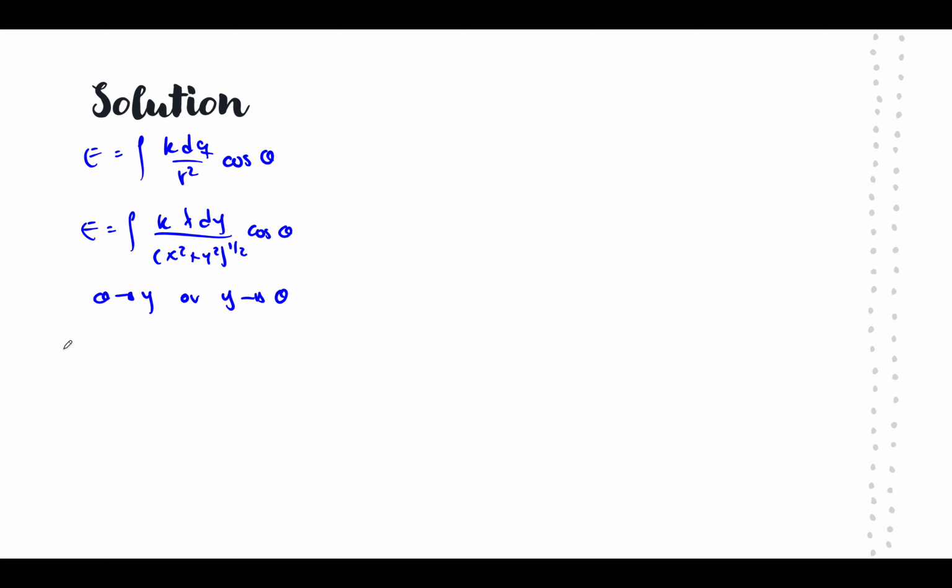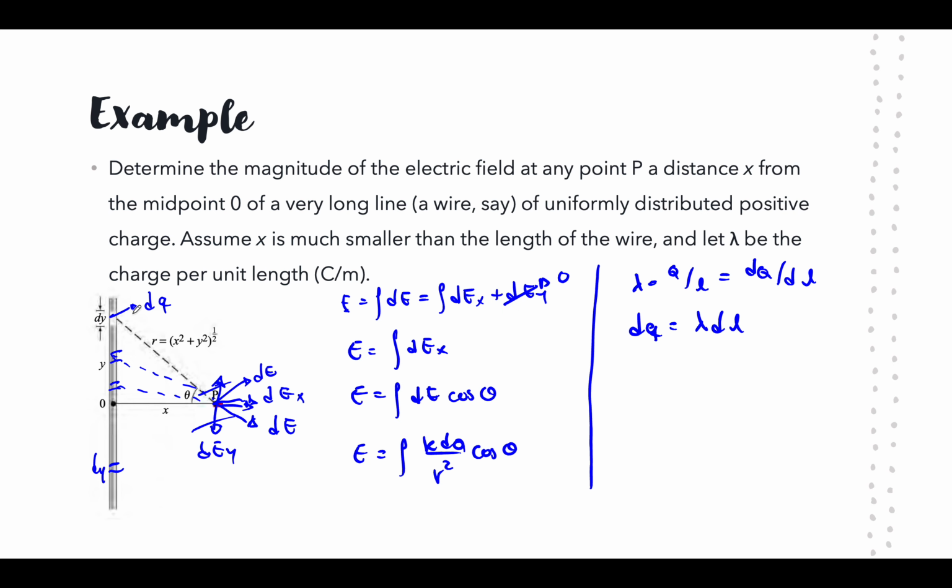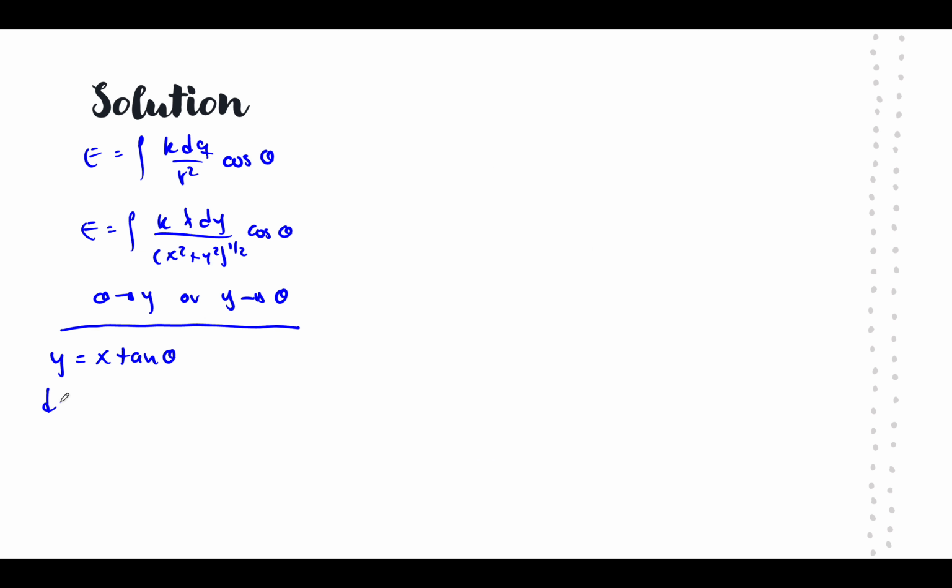that y is going to be equal to x tangent theta, based on our triangle right here, right? Tangent theta is going to be equal to opposite over adjacent, y over x. So that means that y is going to be equal to x tangent theta, which means that dy is going to be equal to x over cosine squared theta d theta. Okay?